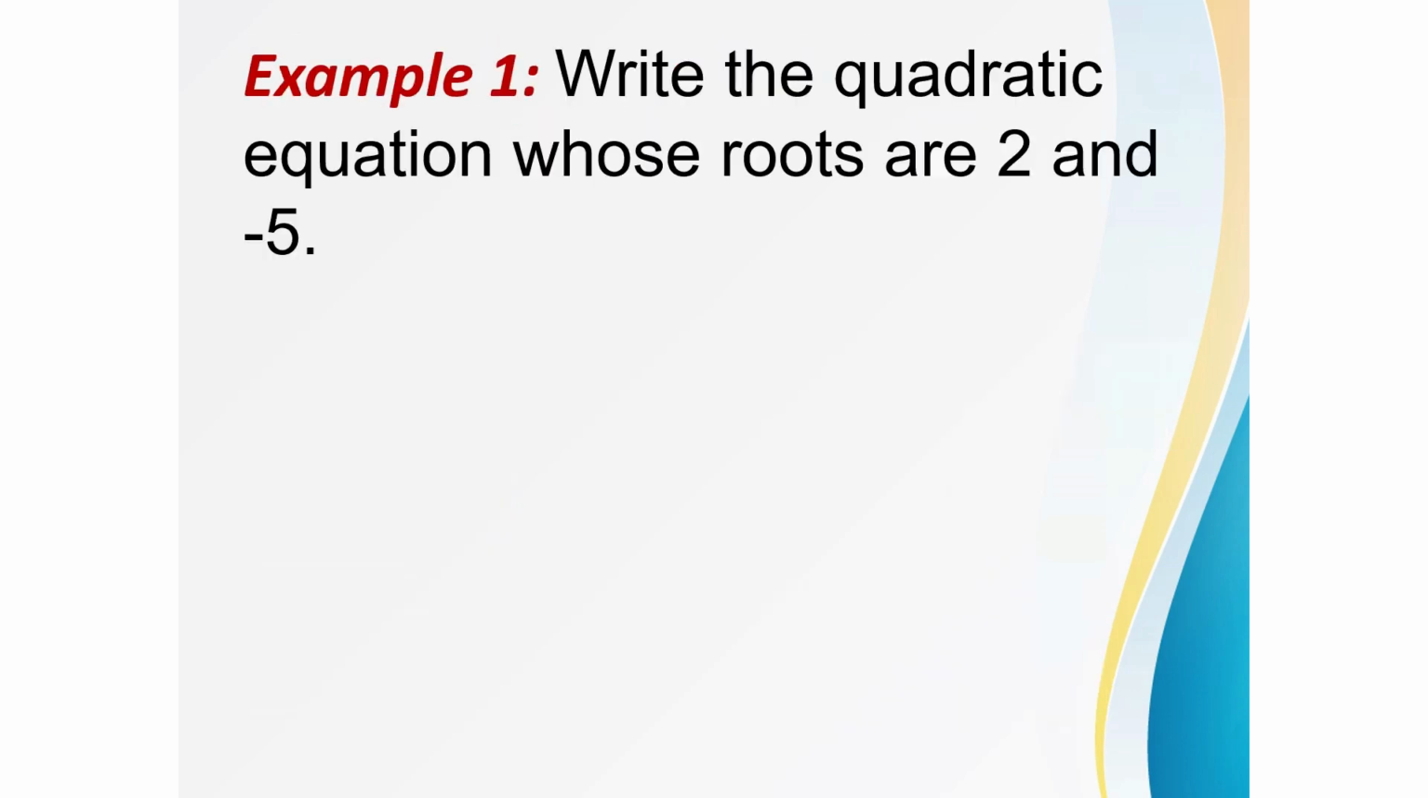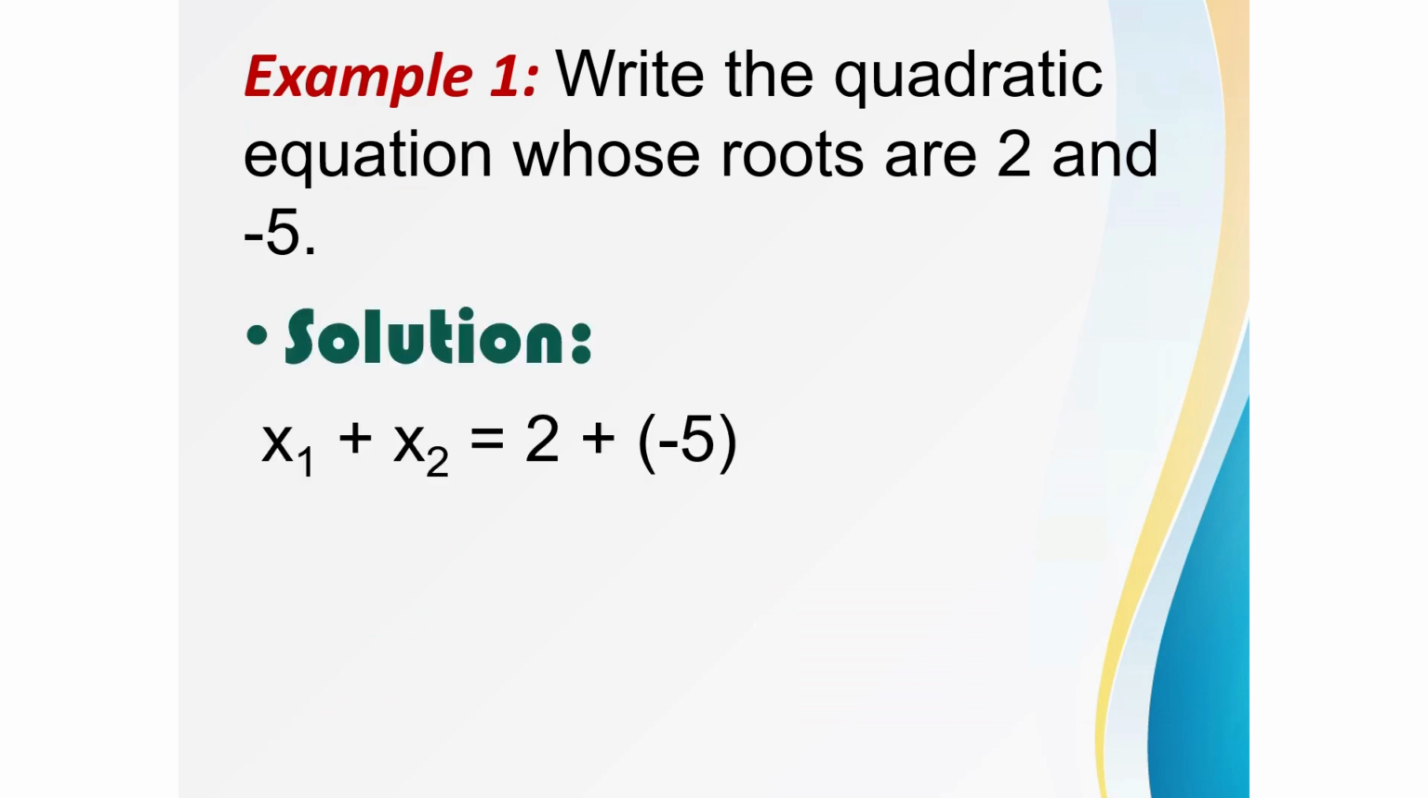Write the quadratic equation whose roots are 2 and negative 5. Solution: find the sum. So x sub 1 plus x sub 2 is equal to 2 plus negative 5. So the sum is negative 3. Next, find the product. Just multiply the two roots. So x sub 1 times x sub 2 is 2 times negative 5.